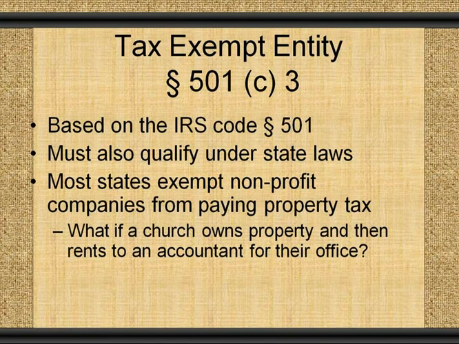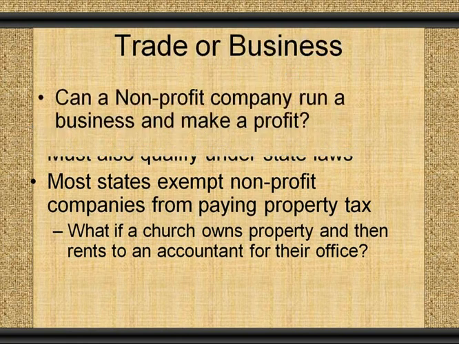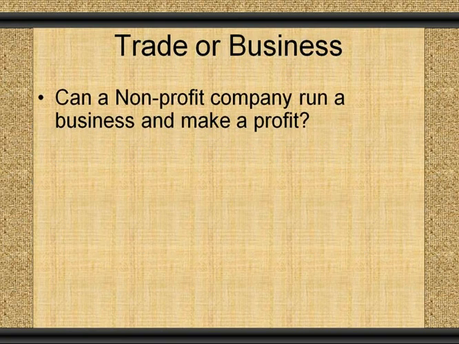If a church owns property and then rents to an accountant for their office, well, that's going to be unrelated business income. We're going to be talking about that later. So some of the income can be taxed from a nonprofit corporation. Okay, can a nonprofit company run a business and make a profit? Yeah, hospitals do it. Lots of different businesses do it.